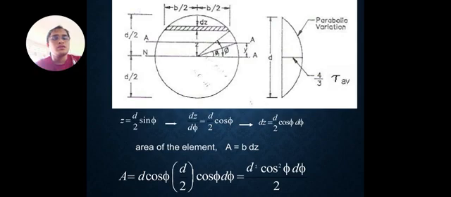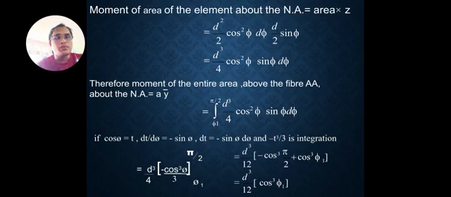And z is equal to D over 2 sine theta, so dz over d theta is equal to D over 2 cosine theta. So the area is dA equal to D cosine theta times D over 2 cosine theta d theta, which is D squared cosine squared theta d theta over 2. The moment of the area of the element about the NA is equal to area times z, so D squared over 2 cosine squared theta times D over 2 sine theta, which is D cubed over 4 cosine squared theta sine theta d theta. Therefore, the moment of the entire area above the fiber AA about the NA is equal to A y.